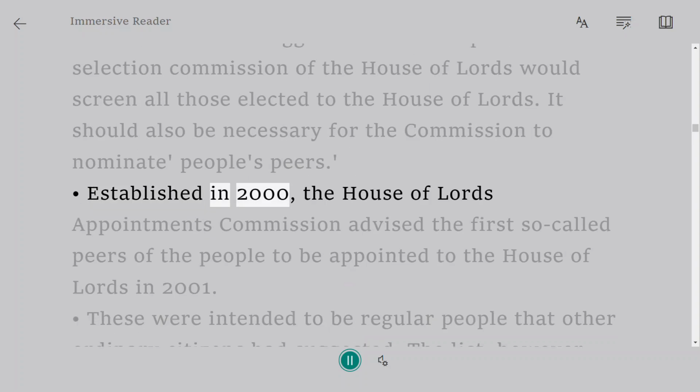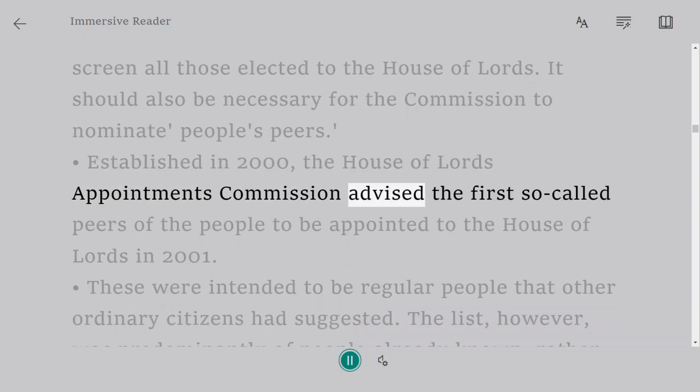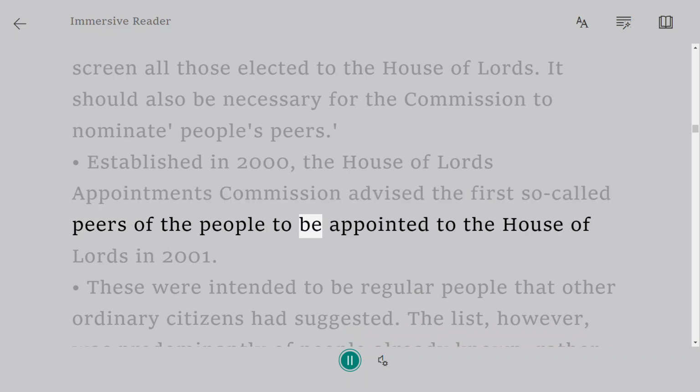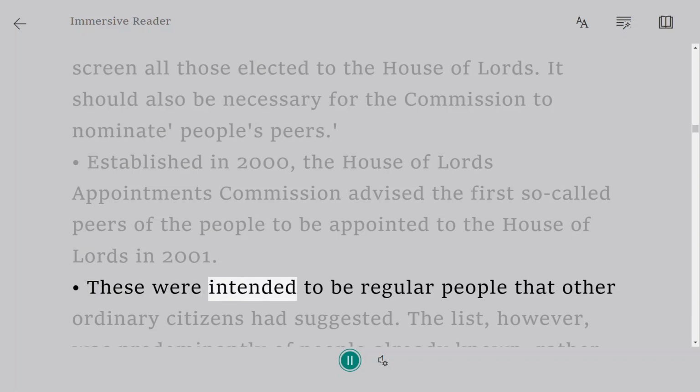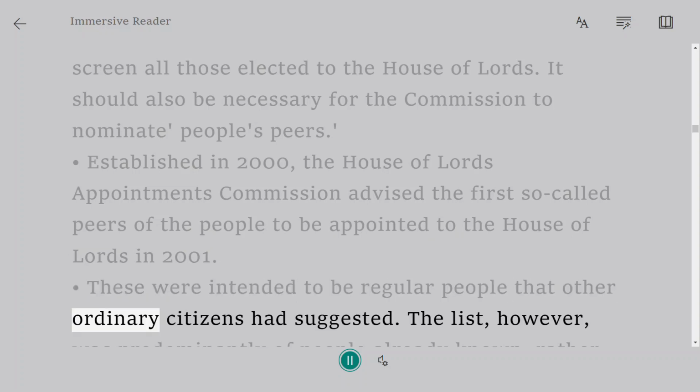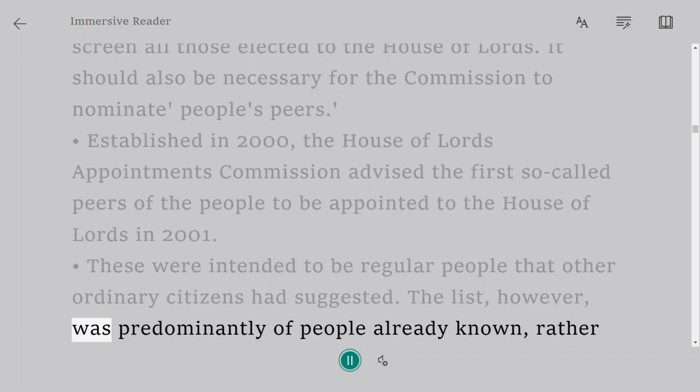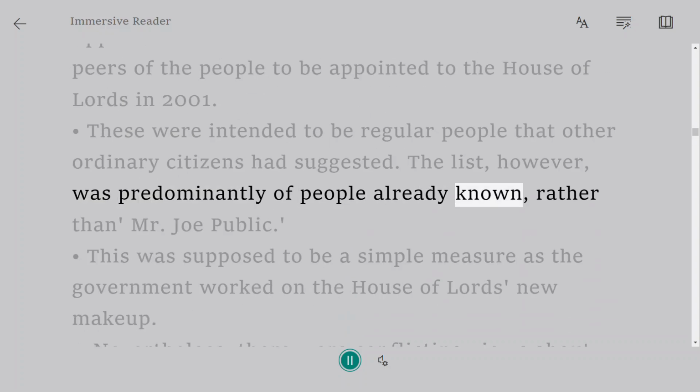Established in 2000, the House of Lords Appointments Commission advised the first so-called peers of the people to be appointed to the House of Lords in 2001. These were intended to be regular people that other ordinary citizens had suggested. The list, however, was predominantly of people already known, rather than Mr. Joe Public.